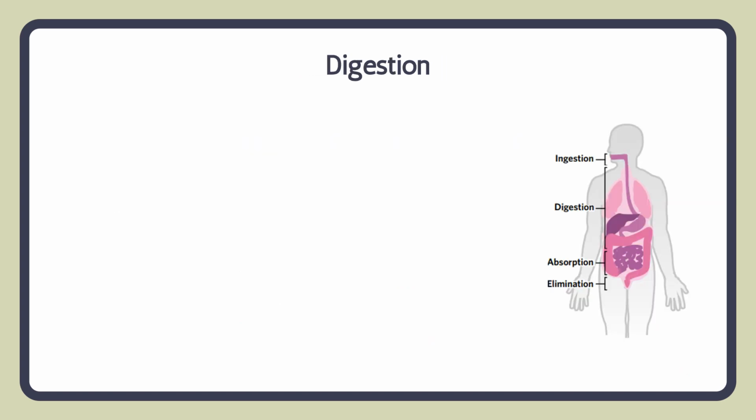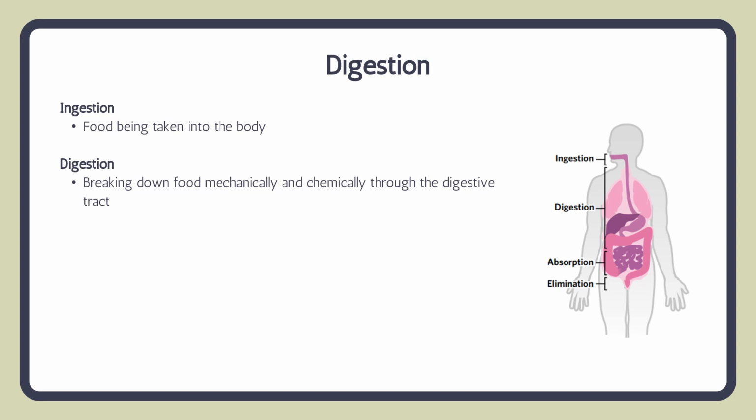There are 4 different parts of digestion. We start with ingestion, so food is being taken into your body. Then digestion. That is breaking down food mechanically and chemically, like we just saw, as your food travels through your whole digestive tract, so traveling all through here.